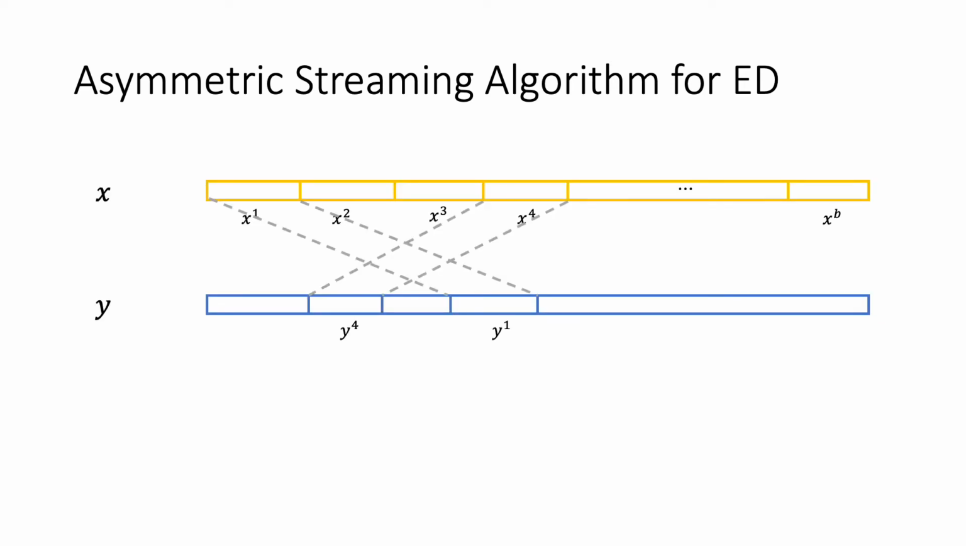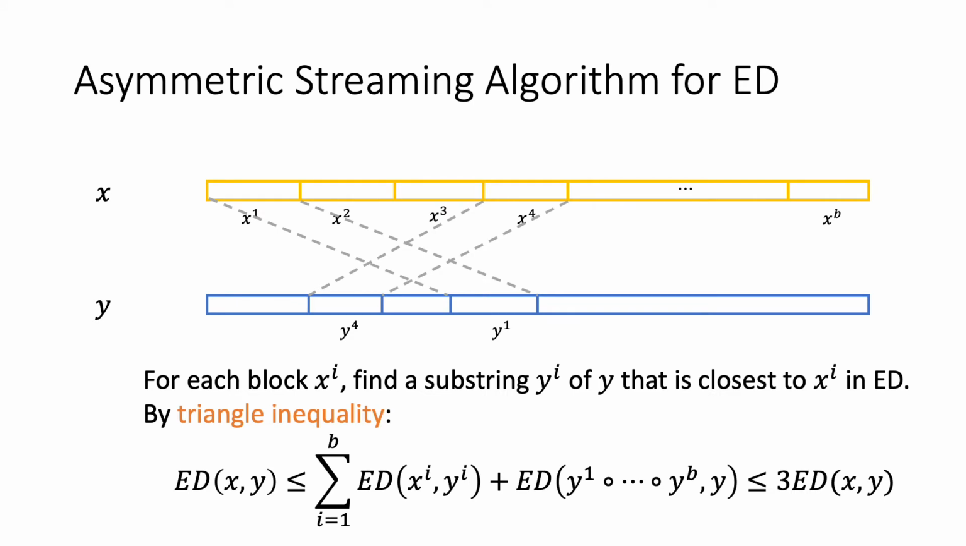In this model, we have streaming access to an online string X and random access to an offline string Y. Our algorithm first divides the online string X evenly into b blocks. Then, for each block Xi, if we can find the substring Yi in Y that has the smallest edit distance to Xi, then we can show by triangle inequality that the summation of the edit distance between Xi and Yi, plus the edit distance between Y and the concatenation of Y1 through Yb, is at least the edit distance between X and Y, and at most 3 times the edit distance between X and Y. So this would give us a 3-approximation of edit distance.